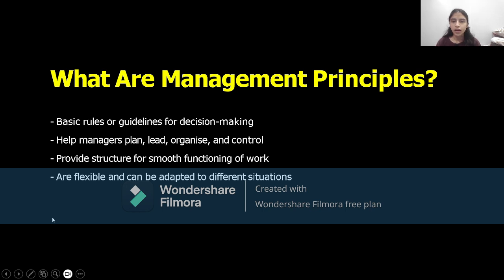These are the two individuals who shaped how our organizations are managed today. So, what are management principles? They are basic rules or guidelines. They help managers take better decisions, plan properly, guide their teams, and maintain control. Think of them like a compass, giving direction but flexible enough to adjust when needed.